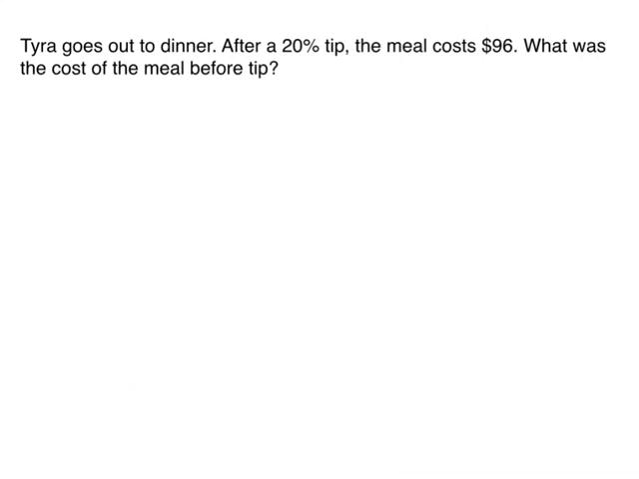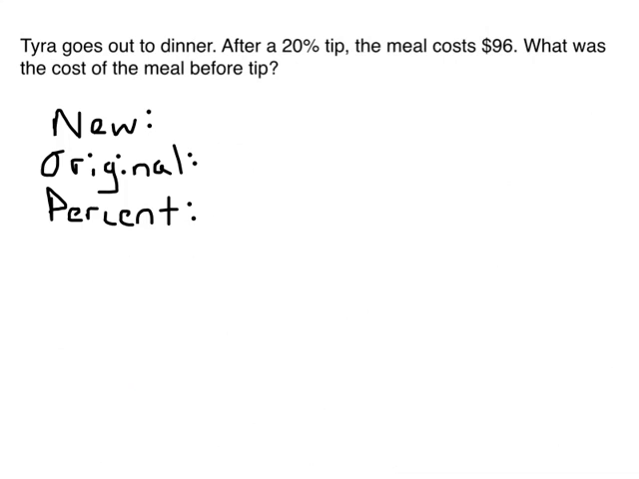Let's do another one together. Tyra goes out to dinner. After a 20% tip, the meal costs $96. What was the cost of the meal before the tip? Let's think about what we know. Does the $96 represent the new amount or the original amount? It represents the new amount. It's the cost after the tip has been added. I don't know the original price.